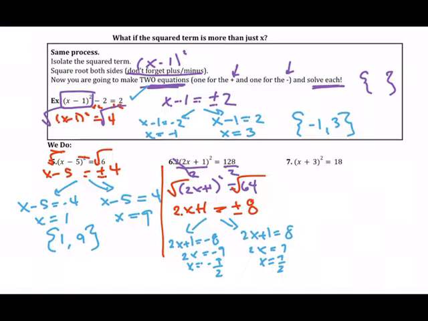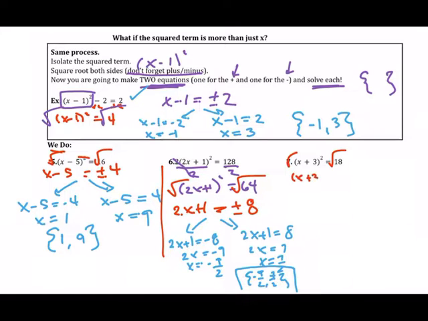Just because the answer contains fractions doesn't mean that it's automatically wrong. I know a lot of you assume that. So I'm going to write my two final answers, negative 9 over 2 and positive 7 over 2.